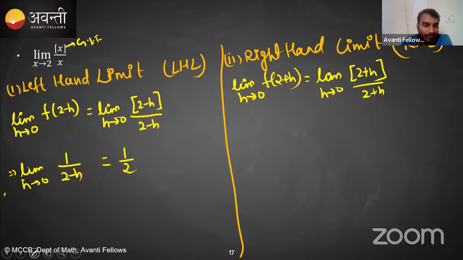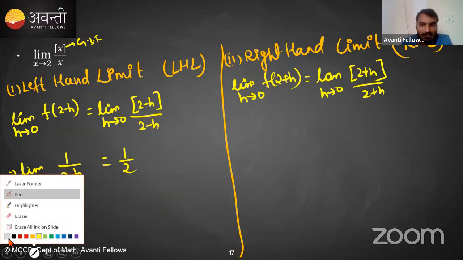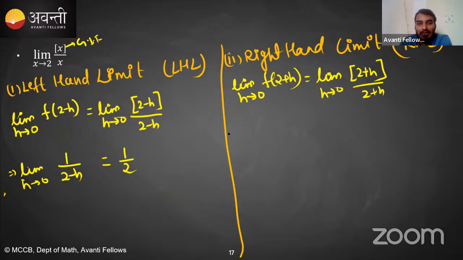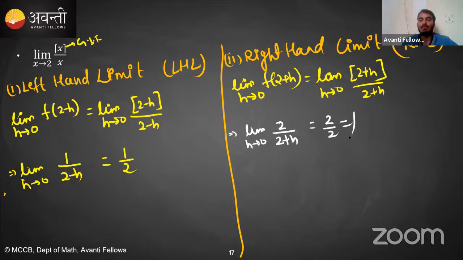Now tell me quickly in the chat box, everyone. What is the box of 2 plus h? It is just the immediate right number from 2. This number is just slightly greater than 2, so box of a number which is slightly greater than 2 is 2 only. Yes or no? 2 upon 2 plus h. Now it is not in indeterminate form, so directly put h equal to 0. 2 upon 2 which is equal to 1.